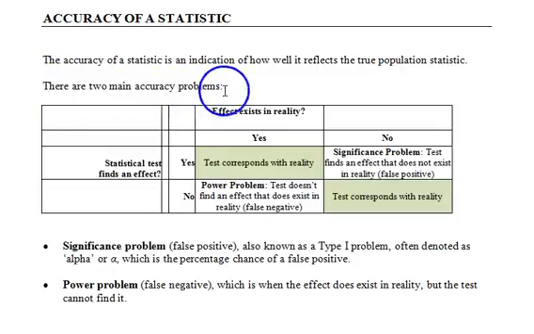So there are two main accuracy problems that we have, where, for example, an effect exists in reality, and then there are times where the statistical test that you're performing can find an effect as well. So the best situation is if a statistical test corresponds with what's happening in reality. If it's yes and yes, then you know that your model, your test that you used is good because it's corresponding with reality.